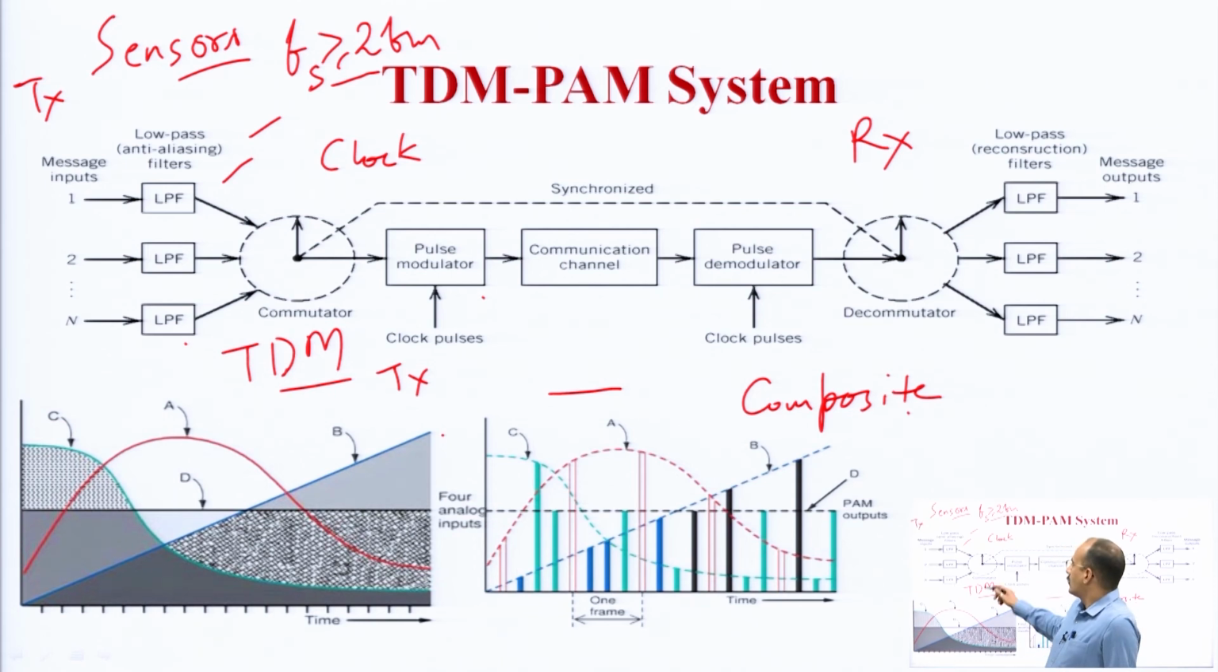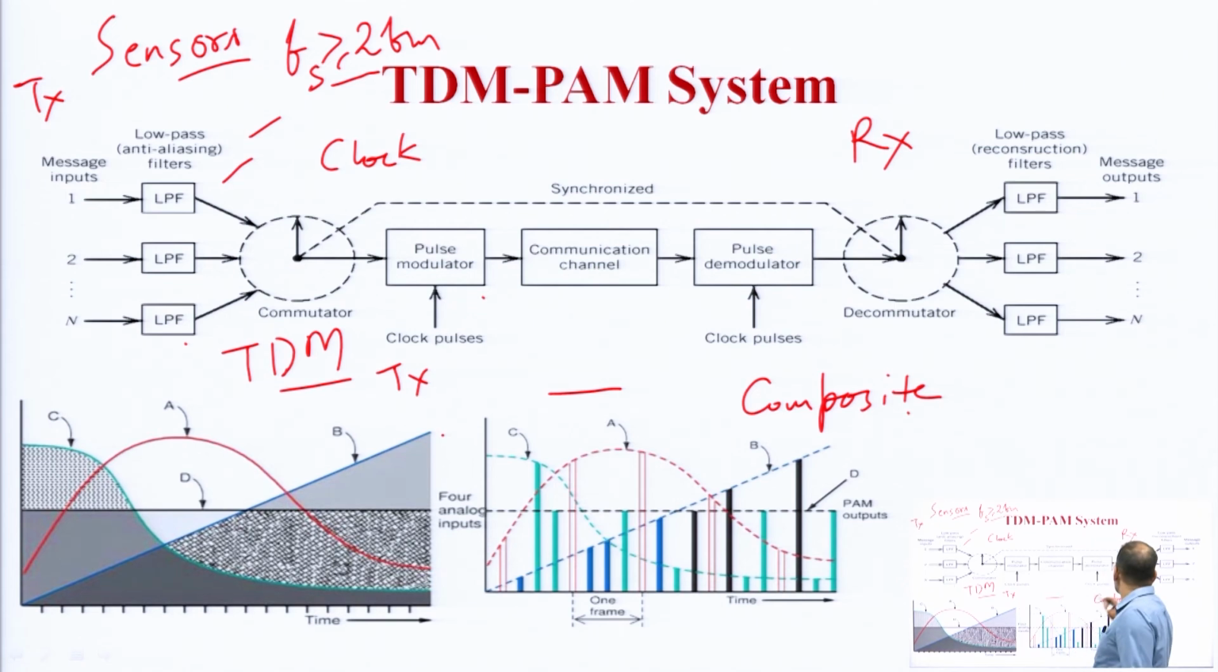Because at one time the commutator switch is sending the information of message input 1, but because of non-synchronization at the receiving side, at the same time the decommutator switch is receiving the information of message input 2. This will lead to confusion. That is why synchronization plays a very important role in this complete digital multiplex system.